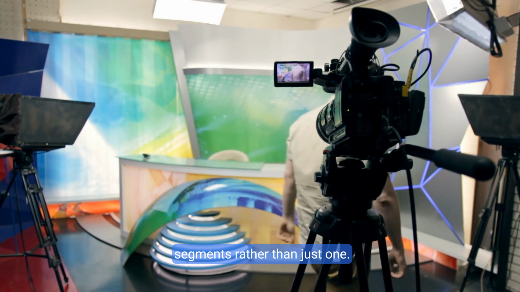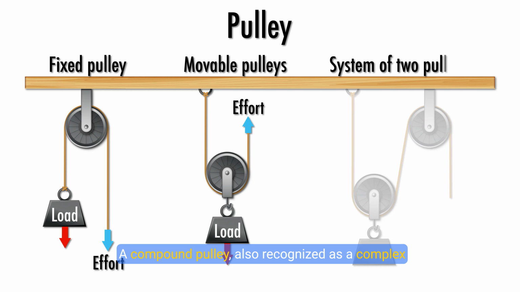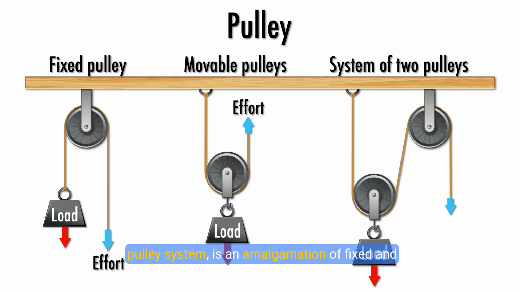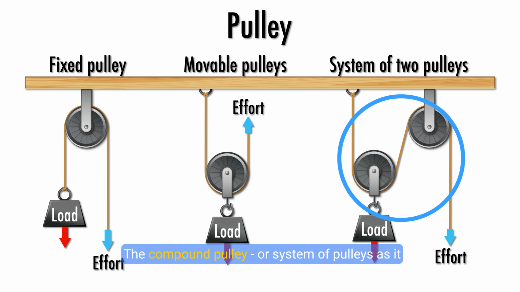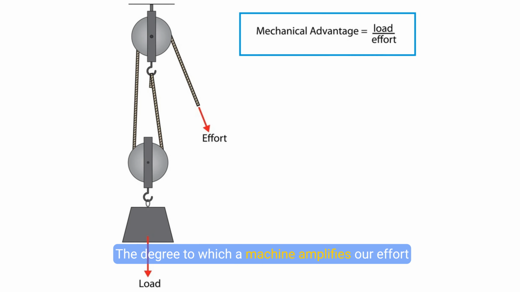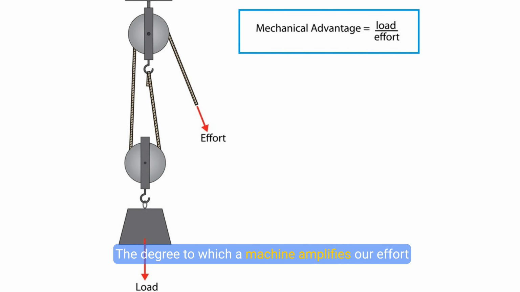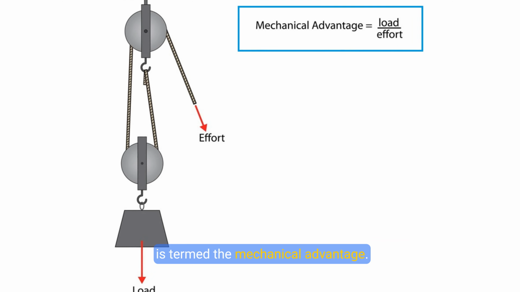A compound pulley, also recognized as a complex pulley system, is an amalgamation of fixed and movable pulleys. The compound pulley, or system of pulleys, as it is depicted in this animation, utilizes the same amount of effort force as the movable pulley, but it also benefits from the fixed pulley's ability to alter the direction of the effort force. The degree to which a machine amplifies our effort is termed the mechanical advantage.